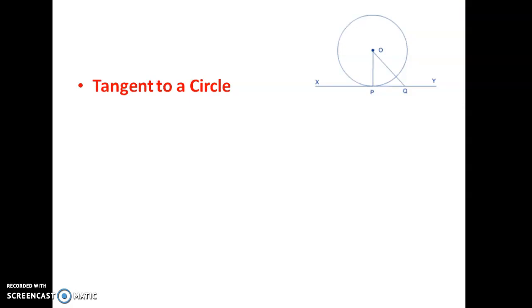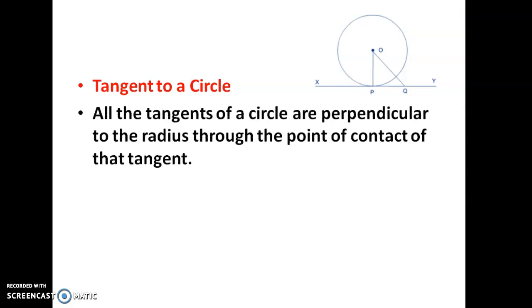Then tangent to a circle. All the tangents of a circle are perpendicular to the radius through the point of contact of that tangent. Actually, this is a statement of a theorem also. Wherever you have a tangent, the tangent will be perpendicular to the radius at the point of contact. You can see in the picture, XY is a tangent and OP is a radius, so they will be perpendicular to each other.